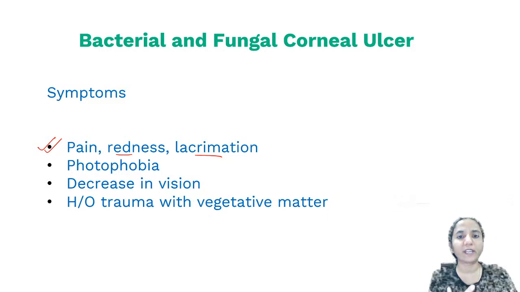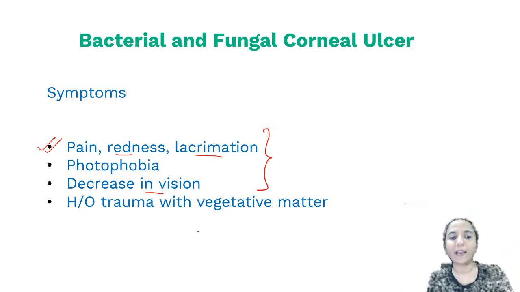Then of course, the cornea, we know it is the main refractive structure, right? It is the most important refractive medium of the eye. So anything which affects the cornea is going to affect the vision. So decrease in vision. So these are the main complaints of the patient. But the decrease in vision comes much later here. Why? Because mainly the patient is troubled by the pain and the redness and watering and the fact that he's not able to open his eyes properly. So that is what troubles him more. So pain, redness, lacrimation, photophobia and decrease in vision.